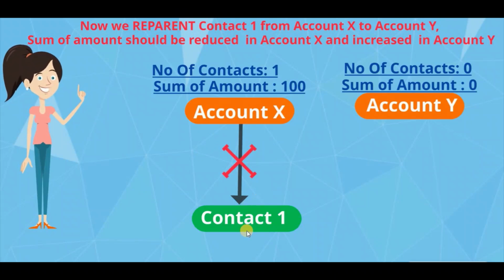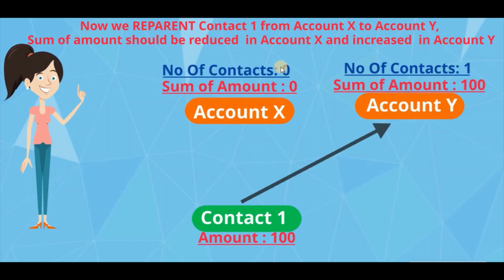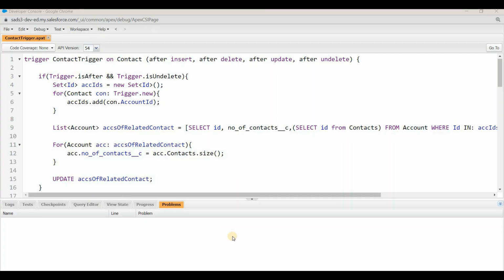Now, if we reparent contact 1 from account X to account Y, then the sum of amount should be reduced in account X and has to be incremented in account Y. So let's say currently account X is holding contact 1 and the amount is 100. Now the number of contacts will be 1 and the sum of amount will be 100. If we take out this contact and reparent it to account Y, then what should happen is that here the number of contacts will be reduced as per the previous flow, and the sum of amount has to be 0 here, and the sum of amount on account Y has to be 100 here.